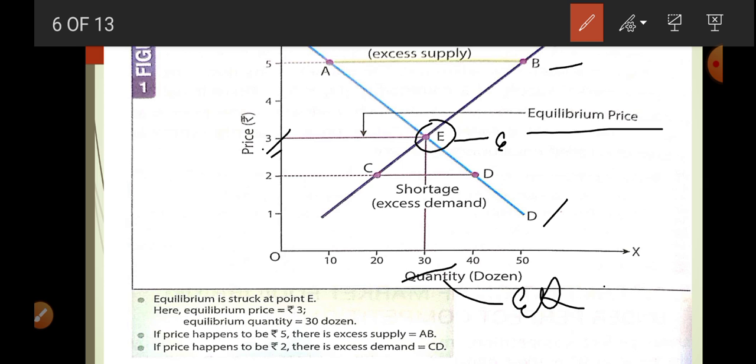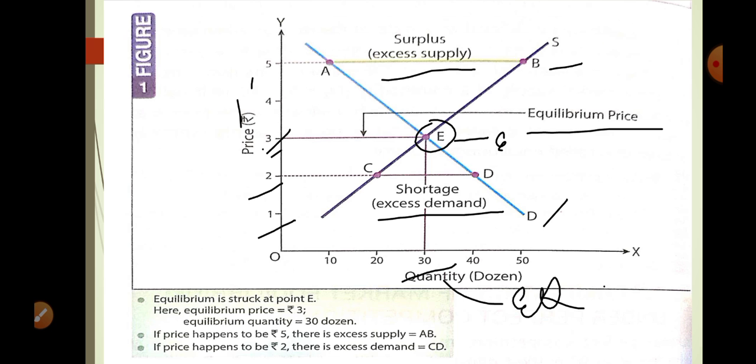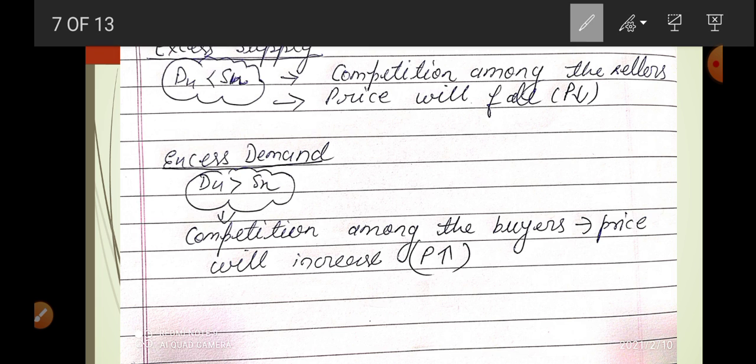If you go above, that is, 4 or 5, this is your excess supply. And if you come to any price level less than this equilibrium price, 2 or 1, we find excess demand. Now one thing you have to keep in mind when you are learning this chapter: whenever there is a condition of excess supply, competition will be among the sellers, and price will fall.